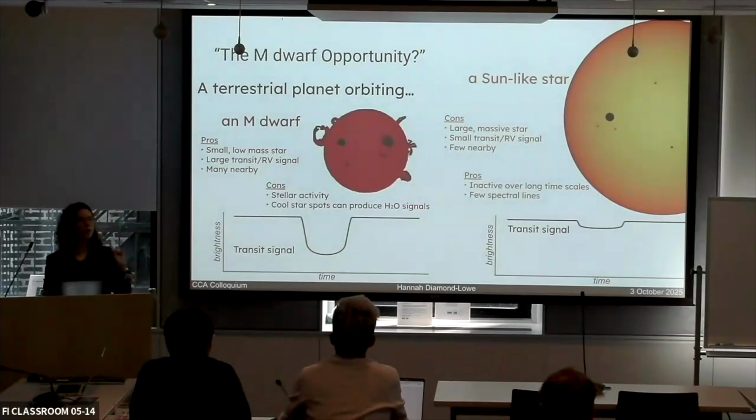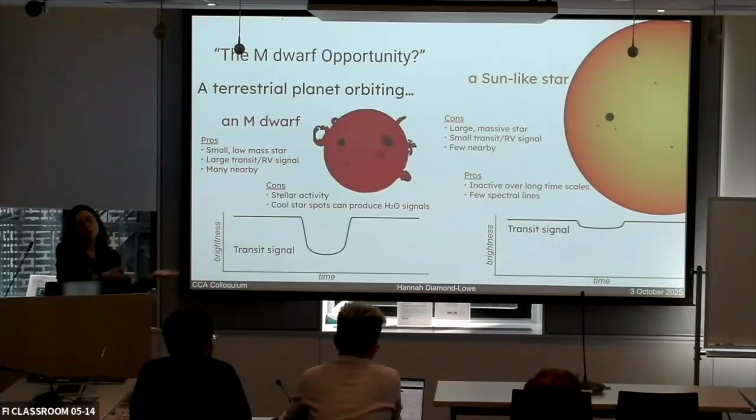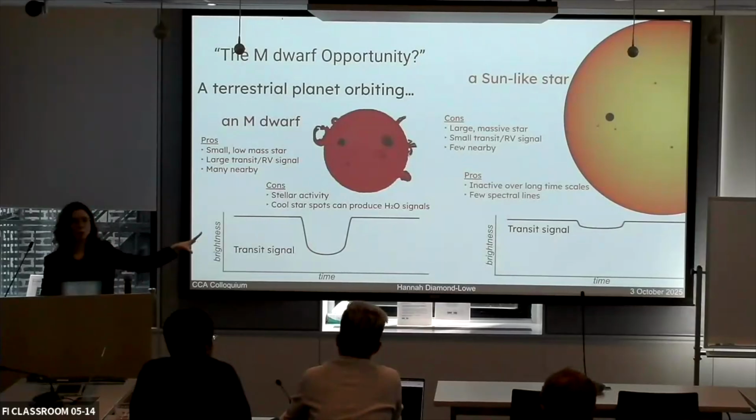These M-dwarfs have shown much higher rates of stellar activity, much longer into their lifetimes. These can make detections difficult. There are also cool star spots on the photospheres of these M-dwarfs that can actually produce water. There's water in those atmospheres, and so they produce signals of water, and if you're trying to look for water on a planet, this is contaminating. So there is some hope and idea that we actually will move to look at more solar-like stars, because you can avoid some of those pitfalls.